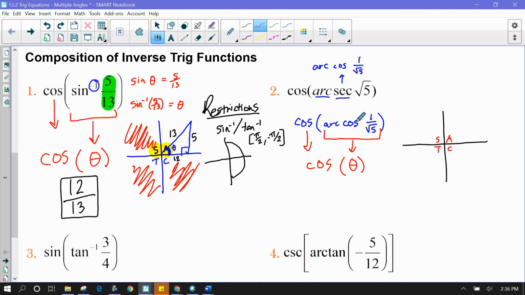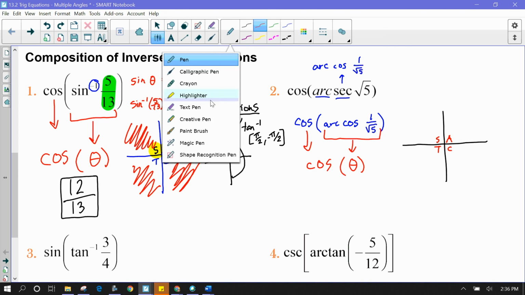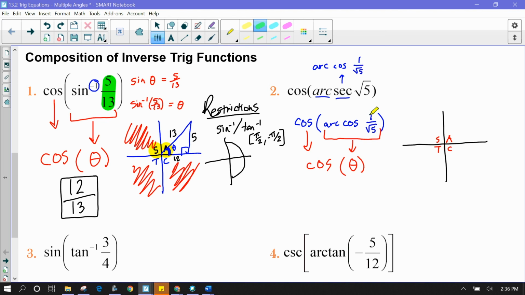So since this is cosine, and it looks once again like the ratio of our sides is positive, I'm looking for a quadrant where cosine is positive, which is either the first quadrant or the fourth quadrant. So my answer must be in one of those two quadrants. So it's not going to be the second one or the third one.